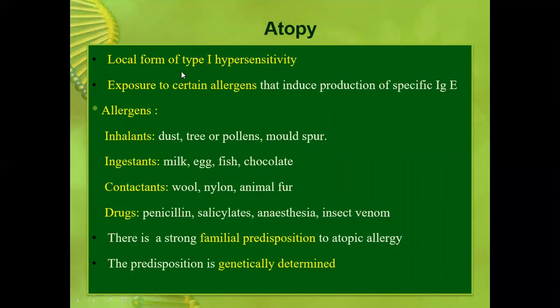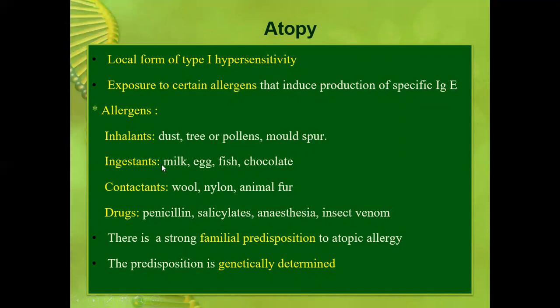And the next type of type 1 hypersensitivity reaction is atopy. Atopy is a local form of type 1 hypersensitivity reaction on exposure to certain allergens that induce production of specific immunoglobulin E. The allergens involved in atopy type of reaction are inhalants such as dust, tree or grass pollens, mold spores, that is fungal growth.